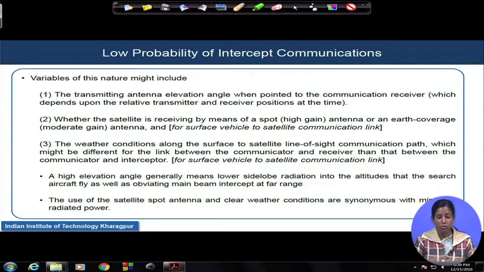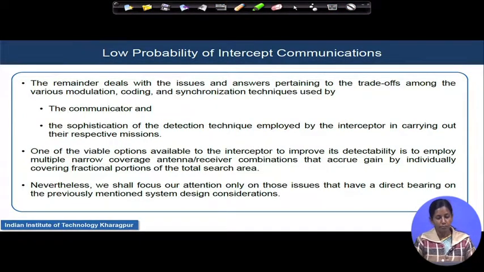Remember, when we use a spot antenna or a high gain antenna, it is equivalent to getting very clear weather, because you are getting a very high gain at the receiver end.